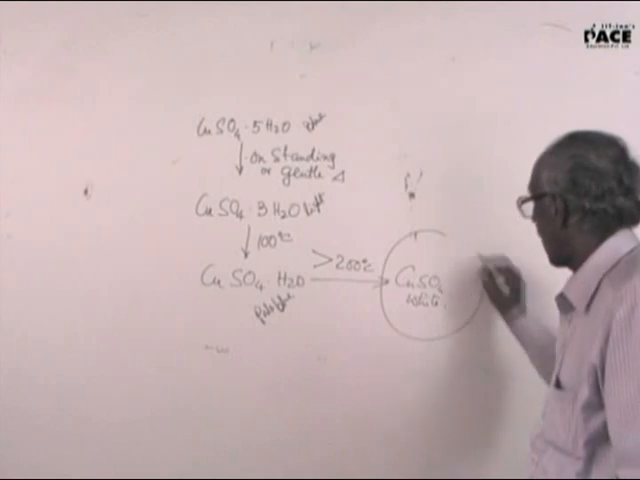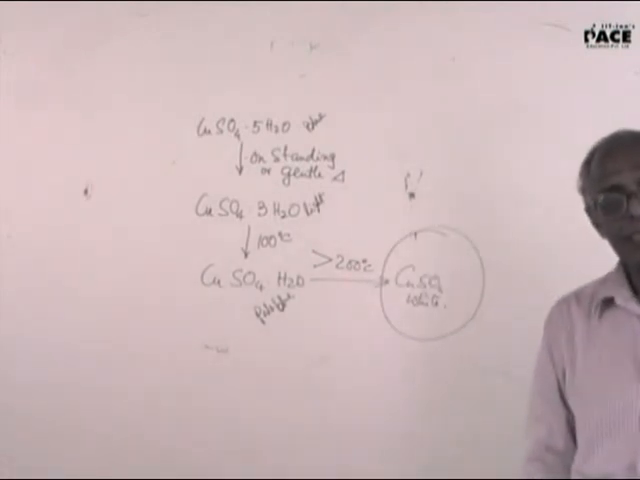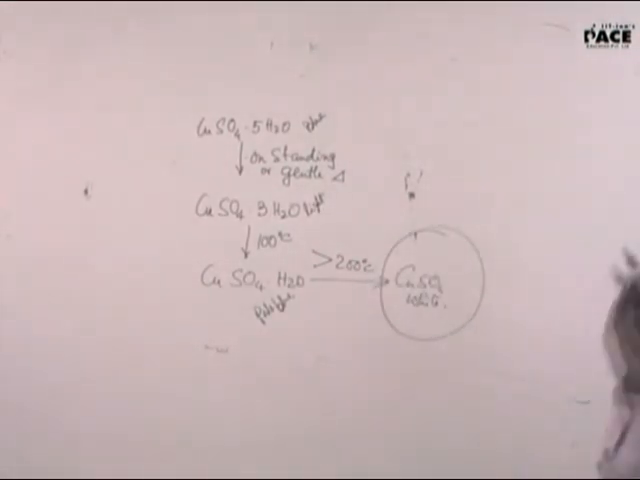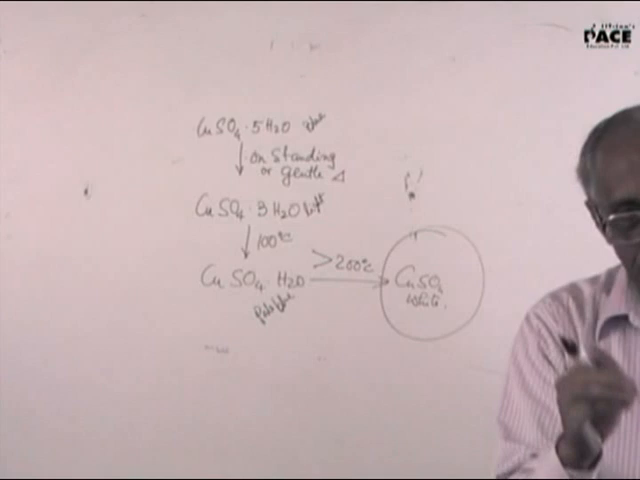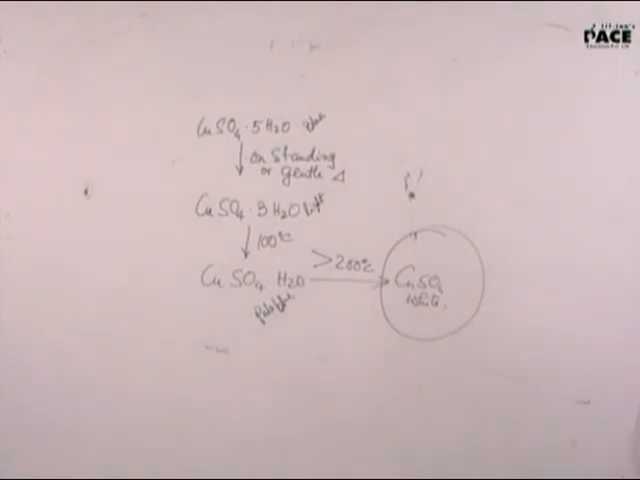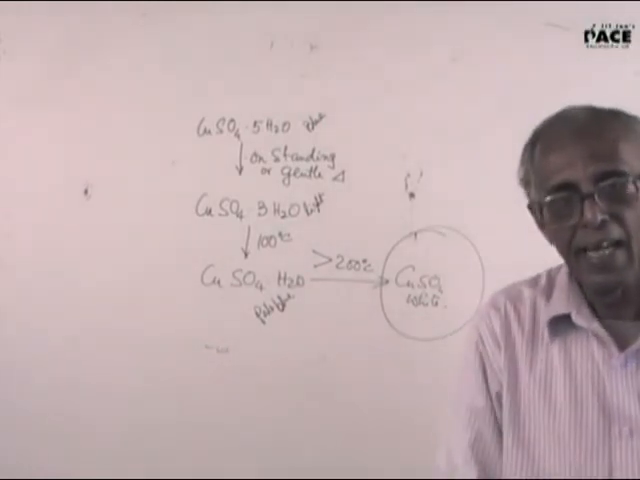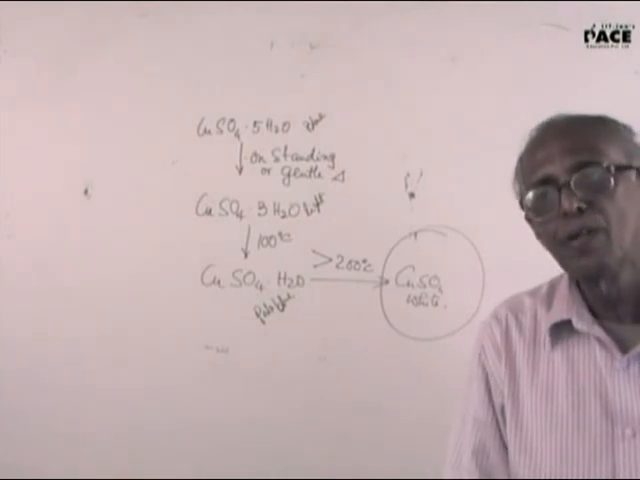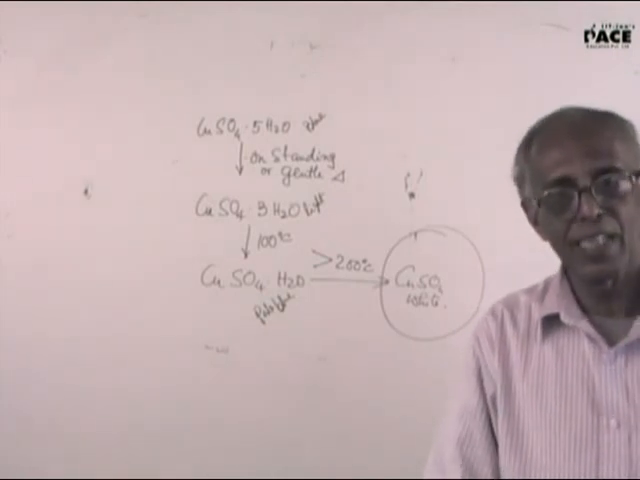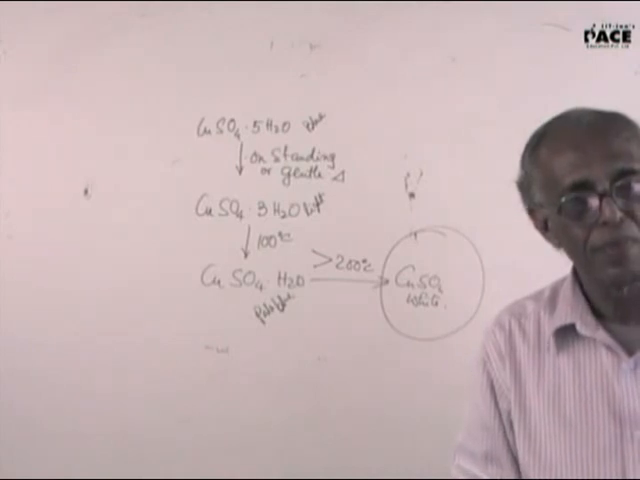So anhydrous copper sulfate can be used to detect the presence of water. Suppose I have a benzene. I do not know whether the benzene contains water or not. I add anhydrous copper sulfate. If the anhydrous copper sulfate turns blue, that means water is present in benzene.